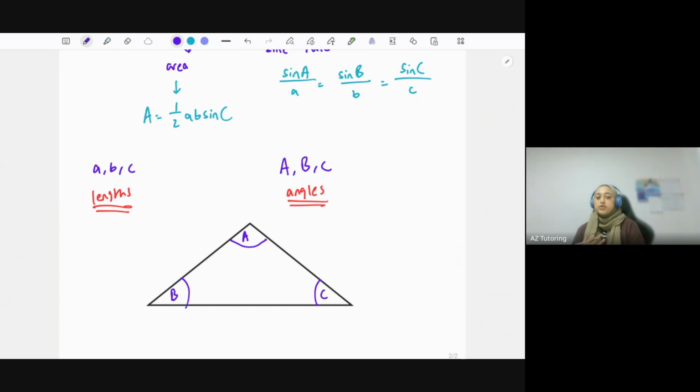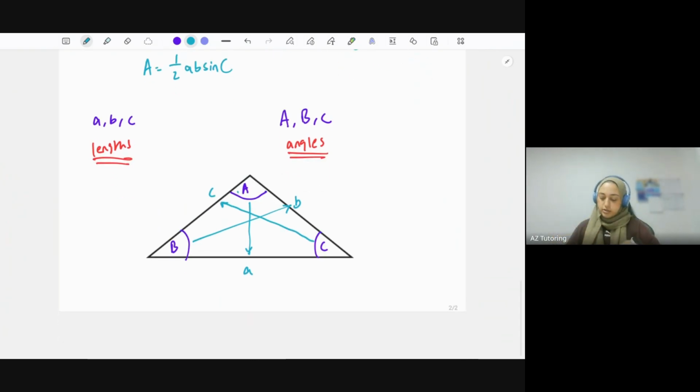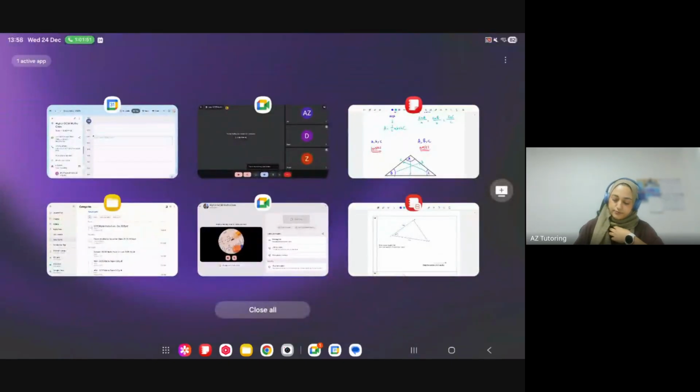Now the lengths are the ones that correspond to the angles. So what I mean by that, if this is capital A, then this one here is lowercase a. That's length a. If this is capital B, this here will be lowercase b. And if this is capital C, then that will be lowercase c. So that's how you label the triangle. The lengths are always opposite the angles that you've labeled. So let's do an example.